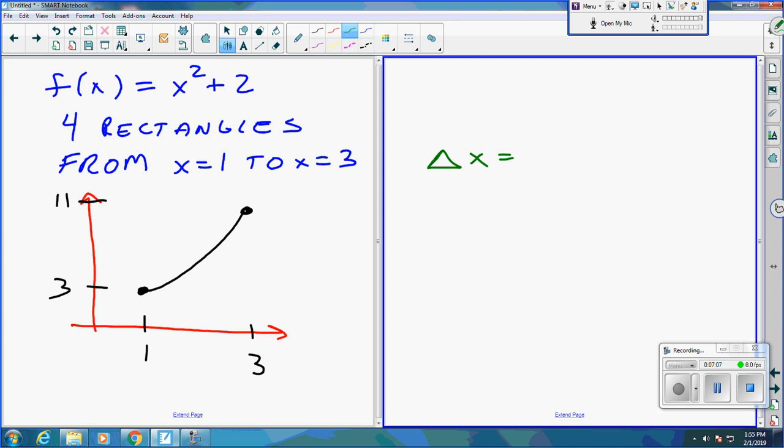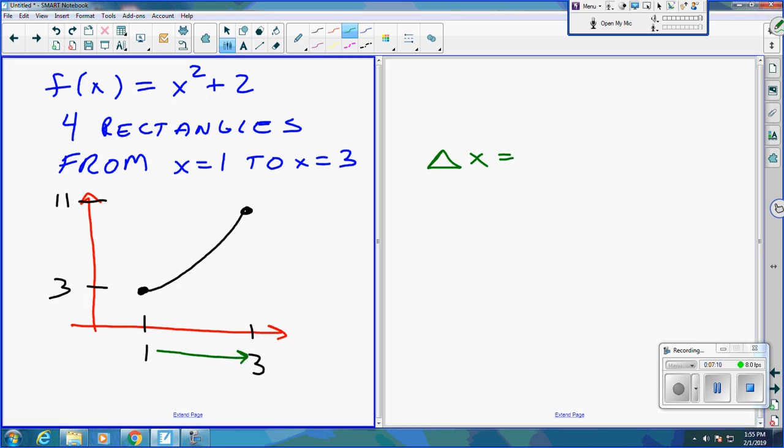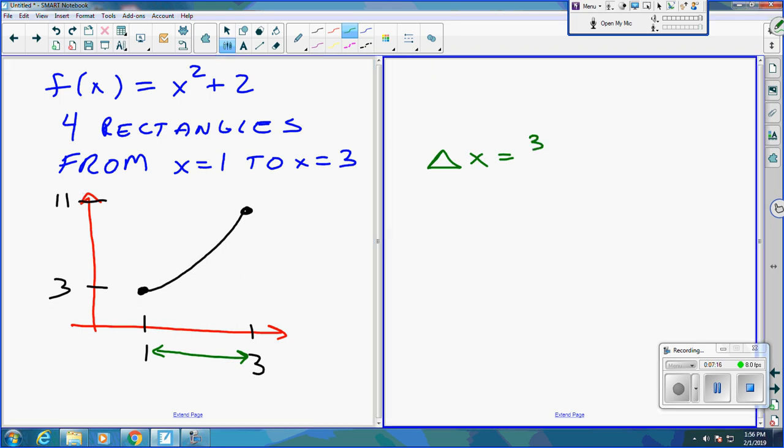And I can't stress this enough. I am going to fit 4 rectangles in between 1 and 3. So guys, 3 minus 1 is 2, divided by 4. I think the delta x, the width of each rectangle in this case, has to be 0.5. Right? And picture this, guys. That means there's a rectangle from 1 to 1.5, 1 from 1.5 to 2, 1 from 2 to 2.5, and 1 from 2.5 to 3.